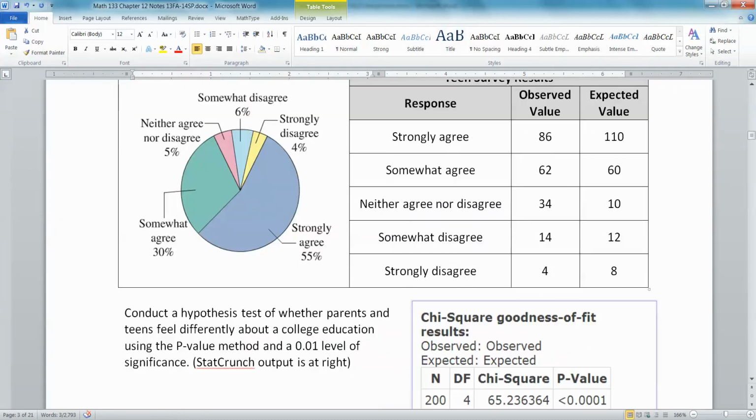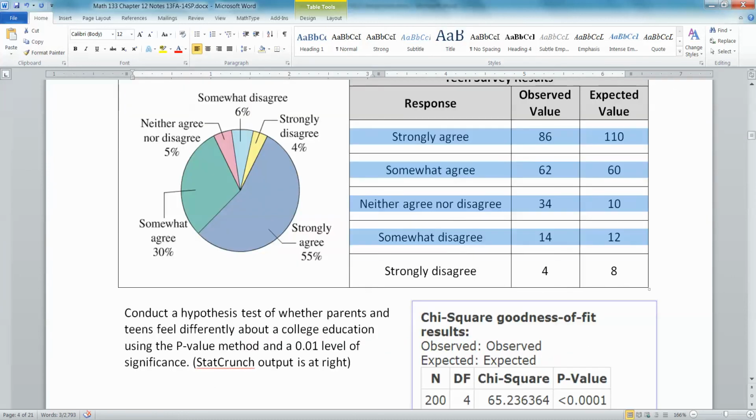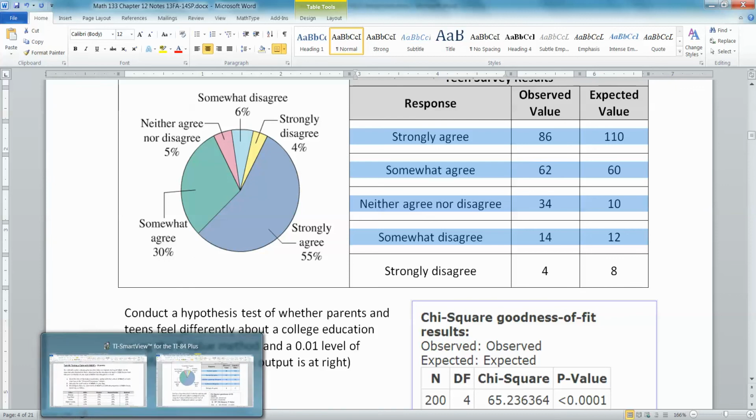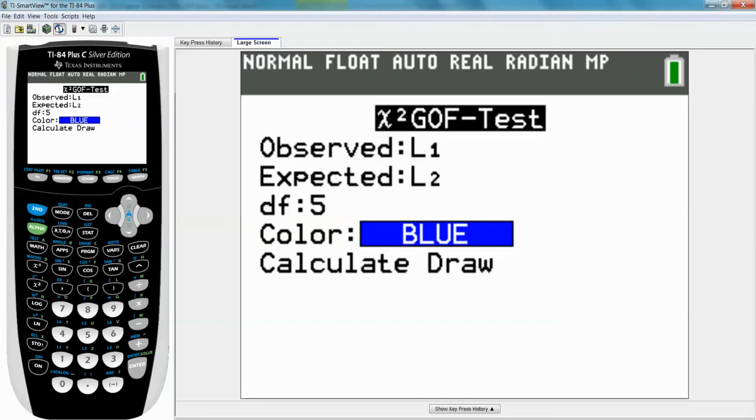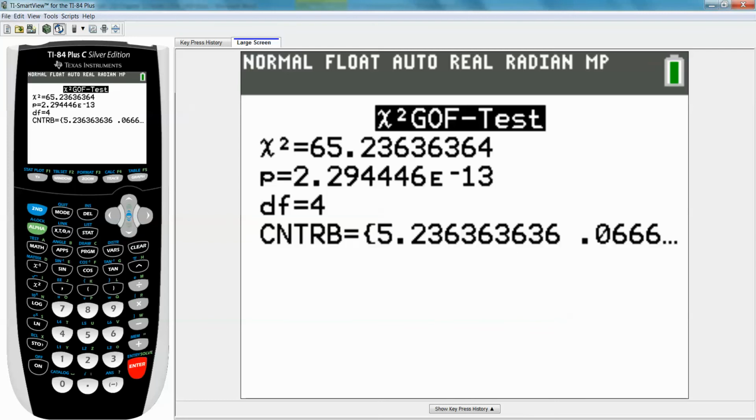So if we look at our problem right here, we have 5 categories. So our degrees of freedom would be 4, k minus 1, so 5 minus 1. Let me go back to the calculator, and I will type in 4, enter. And I don't really care about color. If you don't have a color calculator, then you don't even have that. Press calculate. And there it is. There's the p-value, there's the chi-square test statistic, there's my degrees of freedom.